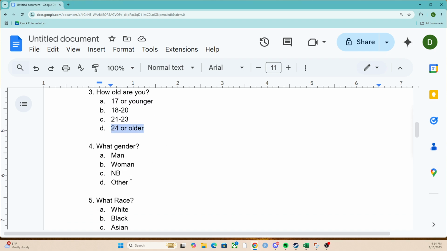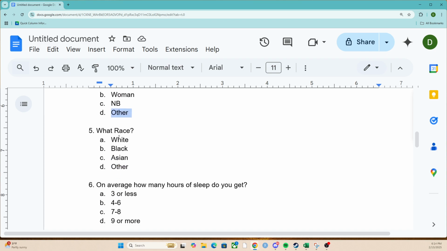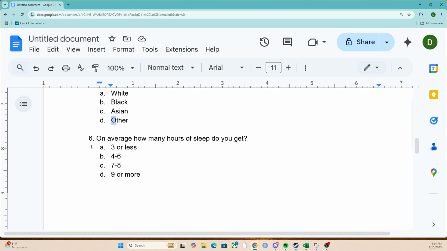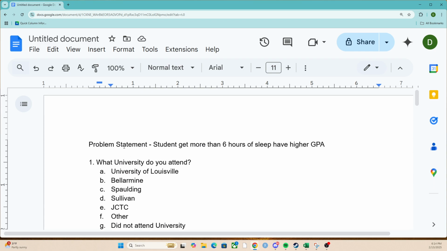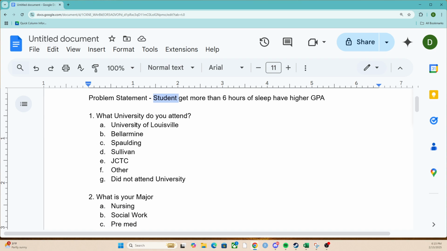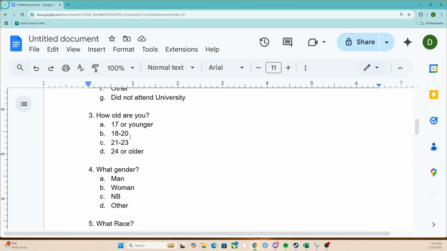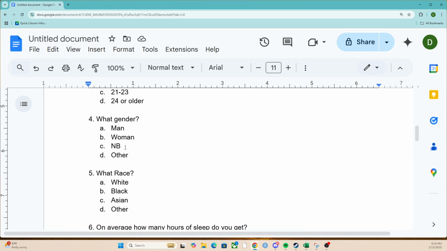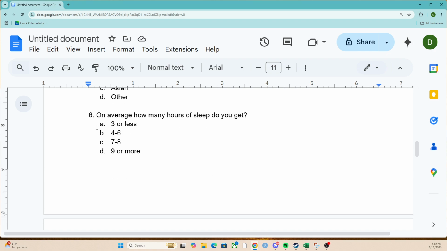What gender? You can put the genders down and then have an other to represent everything else. What race? Black, white, Asian, other. You can put in what races you want. This is just an example question. You don't have to use just these 4 races; you can add more. Now we have the 5 questions for learning who the students are. We know what university they attend, what their major is, how old the student is, what gender, and what race.